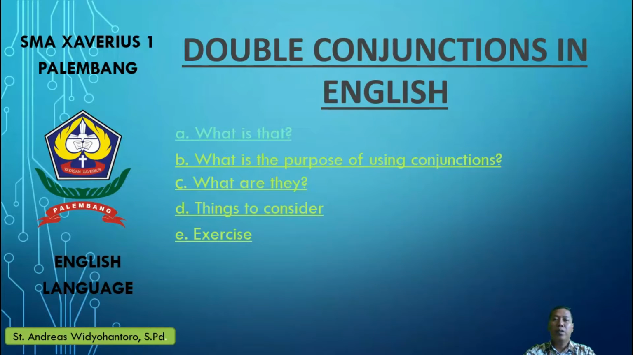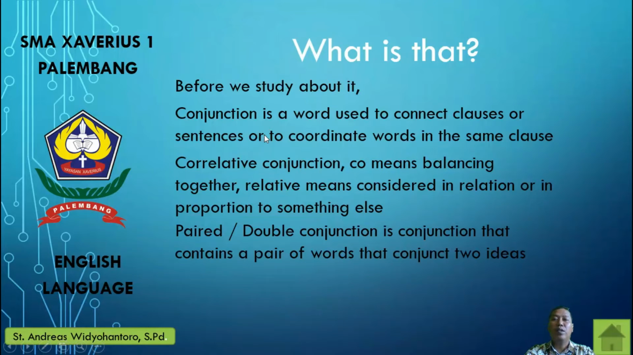Good morning, English learners. Today we are going to learn about double conjunction, sometimes called paired conjunctions or correlative conjunctions. This material is aimed at students of senior high school, grade 10. Before we talk about this, we have to know what double conjunction actually is.